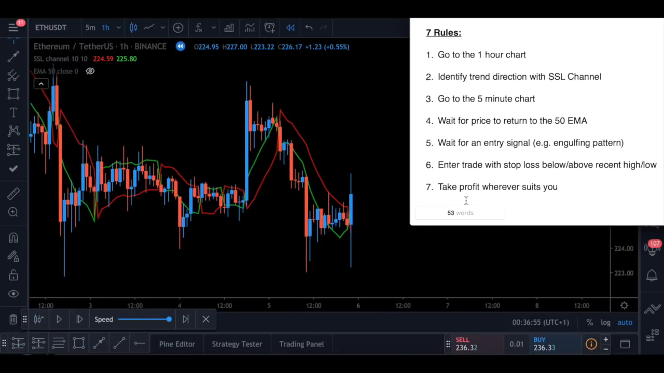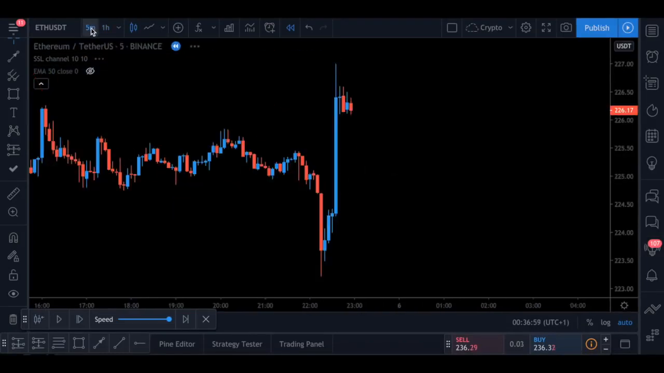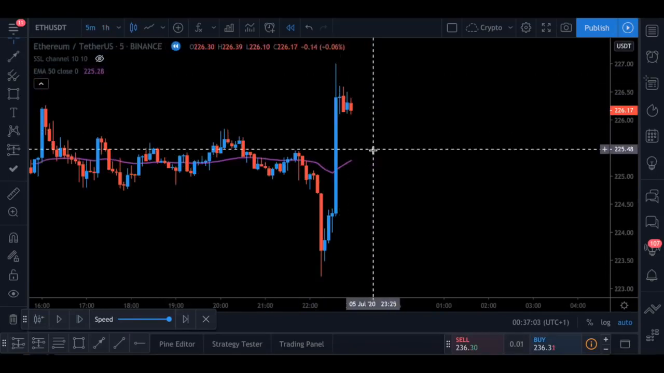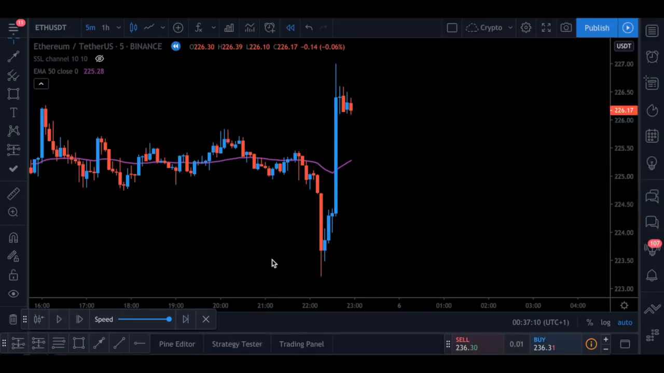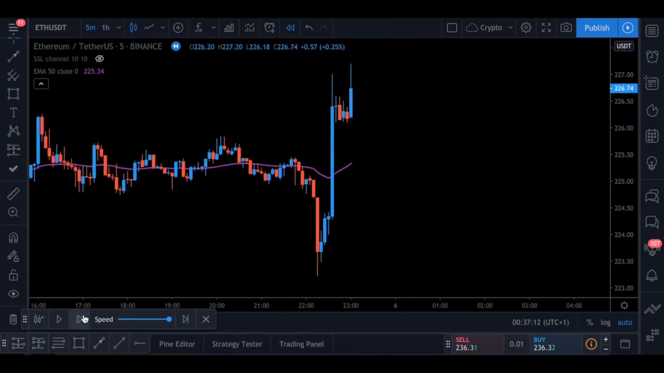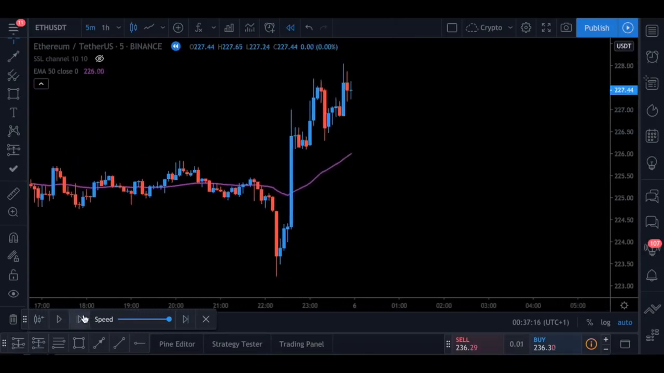Okay, now what's our number 3 step? Go to the 5-minute chart. So simple as that. We go to our 5-minute chart, we turn off SSL, we turn back on 50 EMA, and let's refer back to the checklist. Number 4, wait for price to return to the 50 EMA. Okay, let's do that.